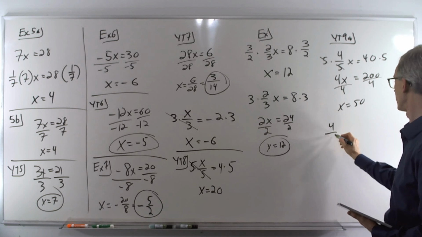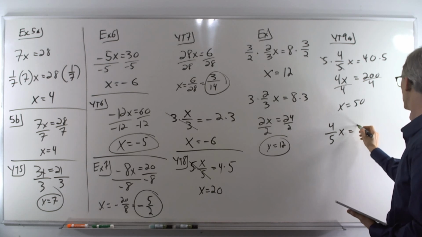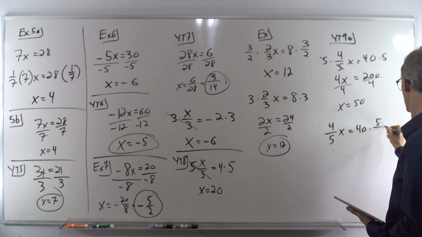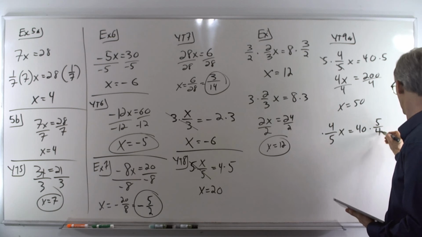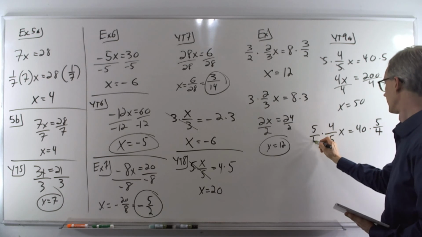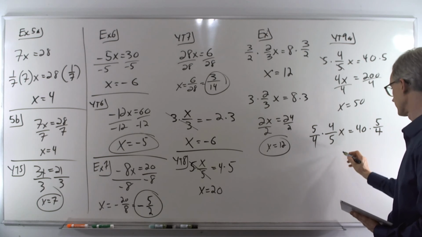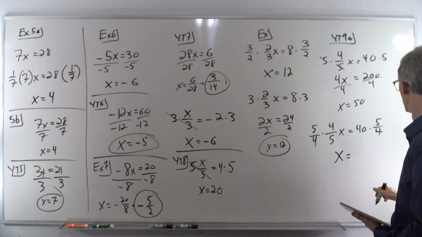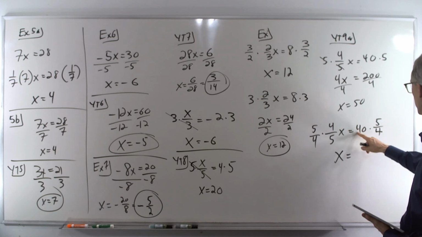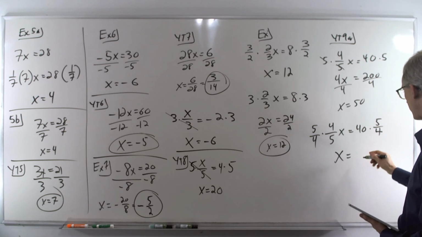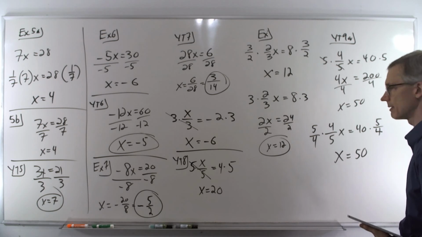You can also use a reciprocal if you like. So flip that fraction over, multiply both sides of the equation by 5/4. 4's cancel, 5's cancel, leaving just x. And then here we've got 40 divided by 4 is 10, times 5 is 50. So same answer either way.